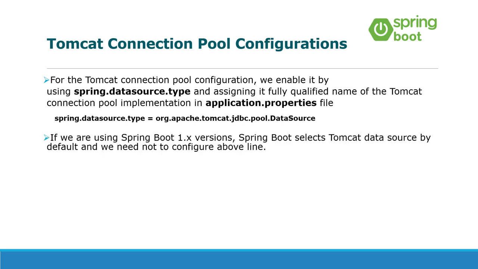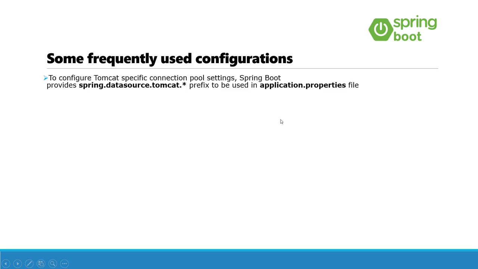What else then? One thing you have to keep in mind, guys: if you are using Spring Boot 1, then Spring Boot selects the Tomcat data source by default, and we need not configure this point. Like you don't need to add this line of code into application.properties in Spring Boot 1, but in Spring Boot 2 you have to add it.